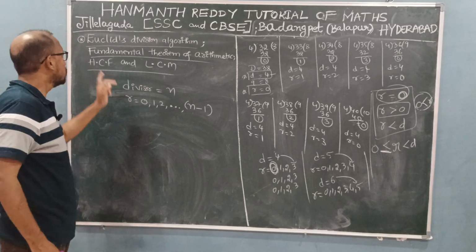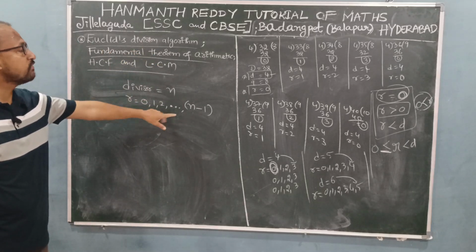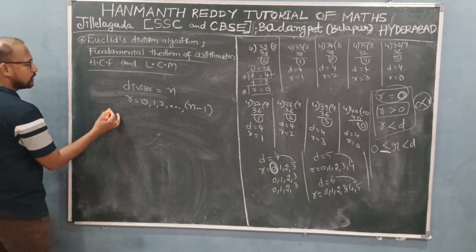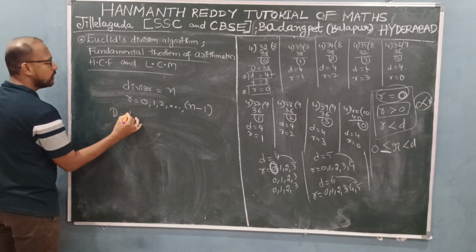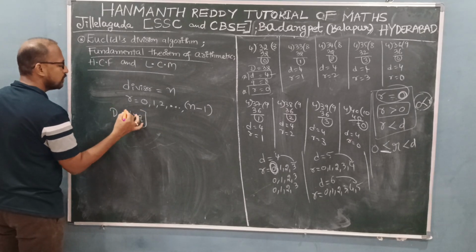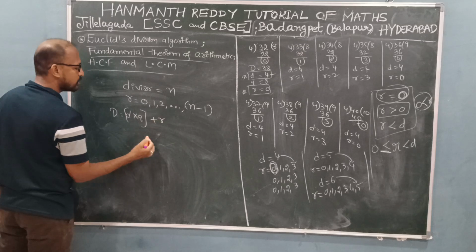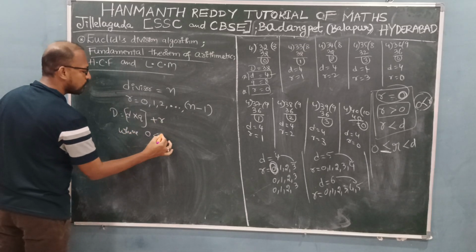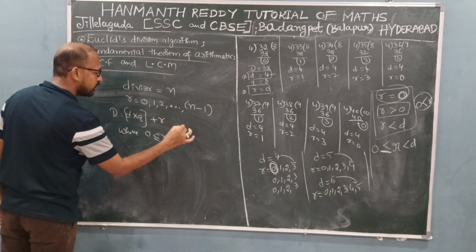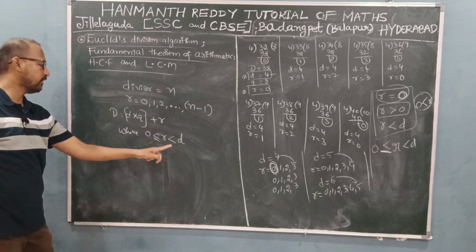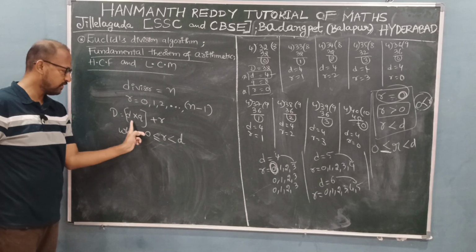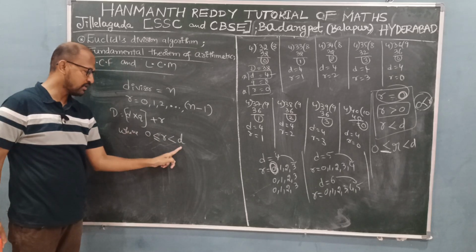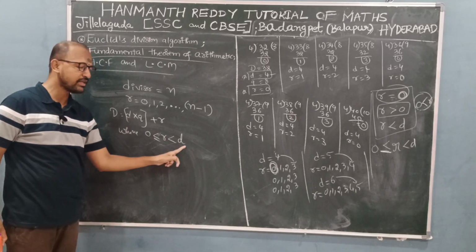So this is about the Euclid division algorithm condition. What is the condition? Dividend equals divisor into quotient plus remainder, where 0 is less than or equal to r, which is less than the divisor. If the divisor is a, here divisor a; if the divisor is b, here divisor b; if the divisor is n, here divisor n.